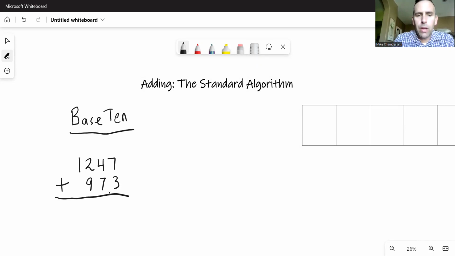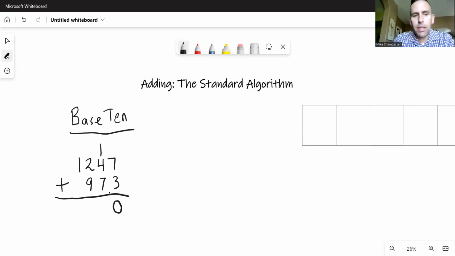Starting in the ones place, we have 7 plus 3 is 10. Now we don't write a 10 there. Rather, we say, okay, when I get to a group of 10, I'll move a 1 to the next place, which is a regrouping of 10. So I'll write a 0 at the bottom and carry a 1. Okay, in other words, I had a group of 10.